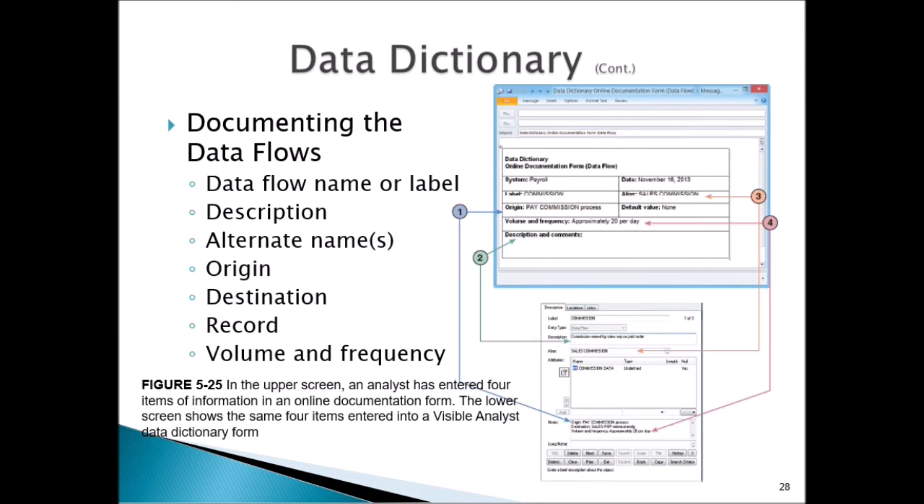Continuing on, we want to document the data flows. So in this example here, in the upper screen, the analyst has entered 4 items of information in the online documentation form. The lower screen shows the same 4 items entered into a Visible Analyst data form. So you want to make sure this information here remains consistent, and you want to make sure that it's synced as much as possible.